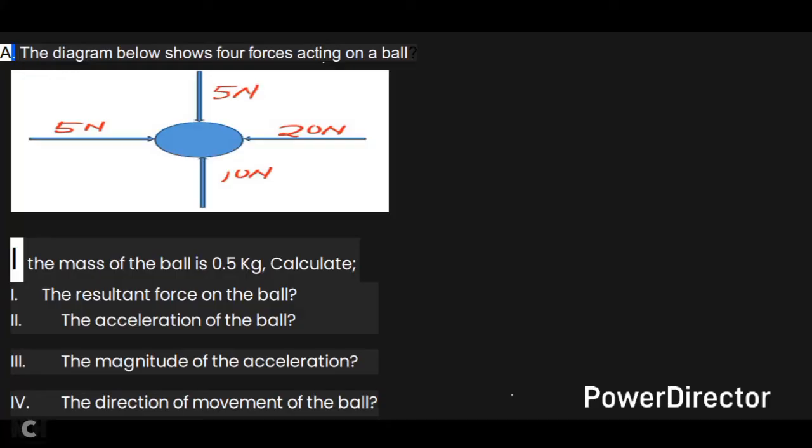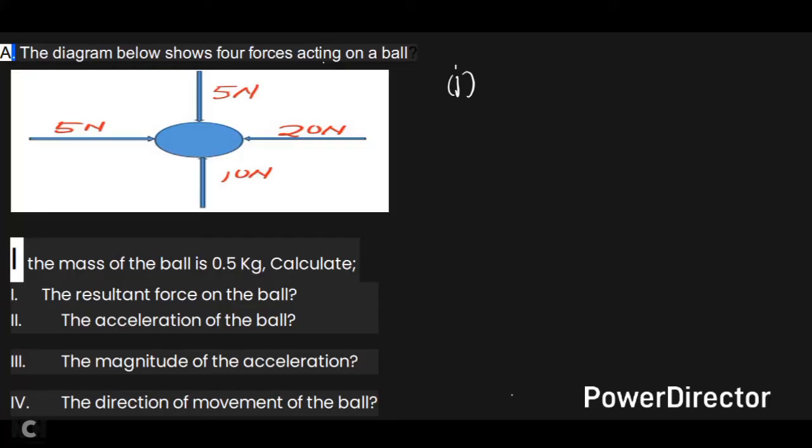So that's the question, and the mass of the ball is 0.5 kg. What are they saying? They're saying calculate the resultant force on the ball. So the first thing that you need to do in this situation is to calculate the summation of the forces in the x-axis, and the summation of the forces in the y-axis.